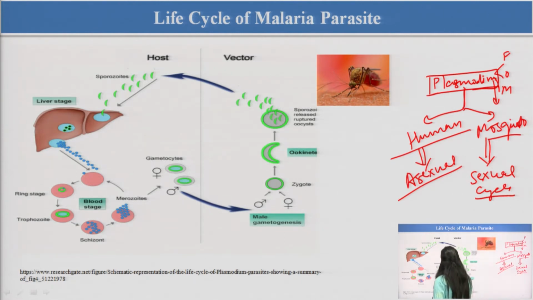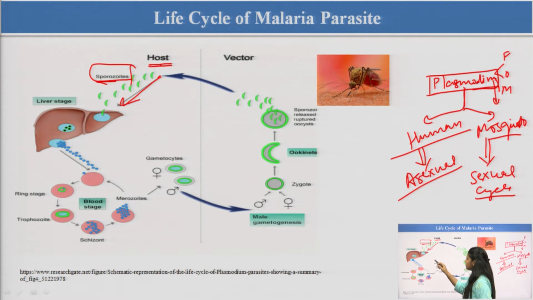It starts from this. The mosquito will bite the host, here the human, and this mosquito will liberate sporozoites. These sporozoites are the infective form, and they start the infection in humans. These sporozoites will reach the liver first.